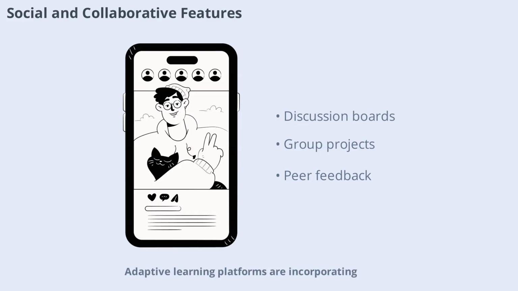Adaptive learning platforms are incorporating more social and collaborative features, such as discussion boards, group projects, and peer feedback. These tools foster a sense of community and encourage students to learn from one another. By combining personalized learning with social interaction, adaptive platforms support both academic growth and important interpersonal skills.